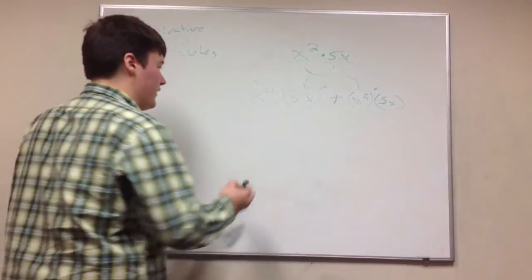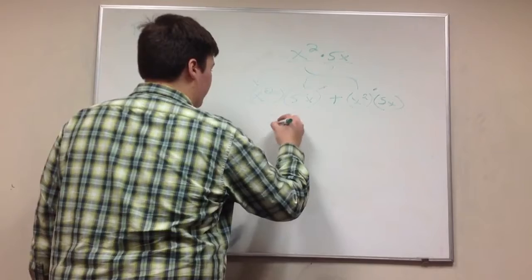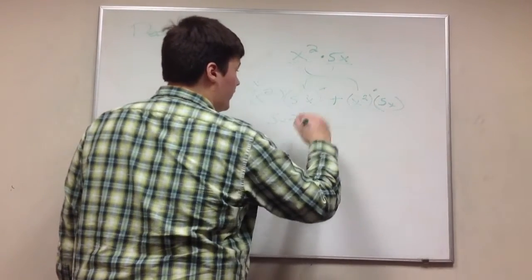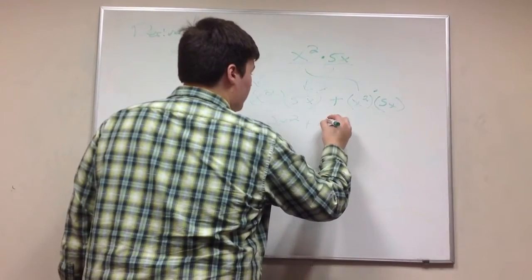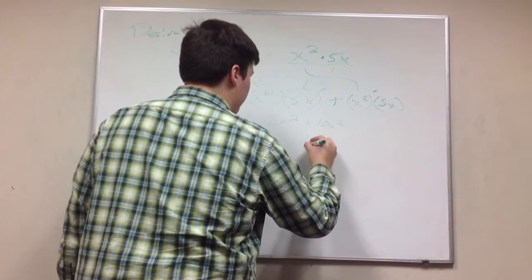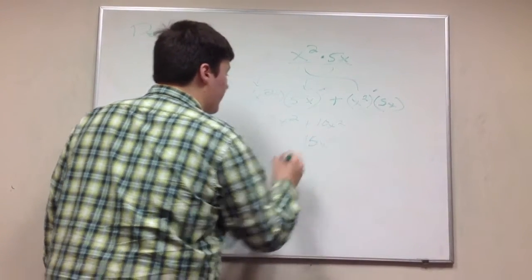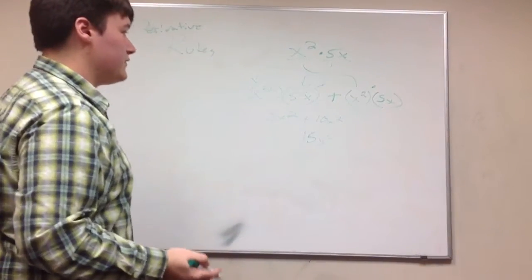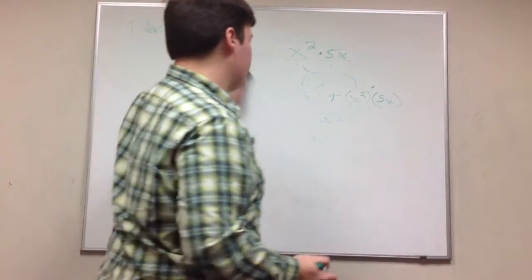Alright, so we're going to math this out real quick. We end up with 5x squared plus 10x squared, which equals 15x squared. Now this is pretty simple. Let's do another one with a product rule.